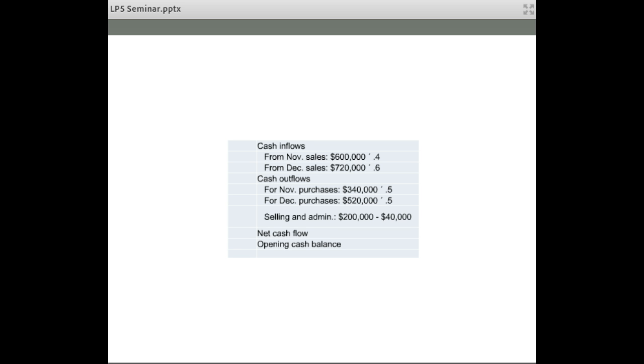Pretty simple, isn't it? Cash inflows minus cash outflows is net cash flows. You can add the beginning balance in order to arrive at the ending balance. And so these numbers conform to the problem that is in the text.